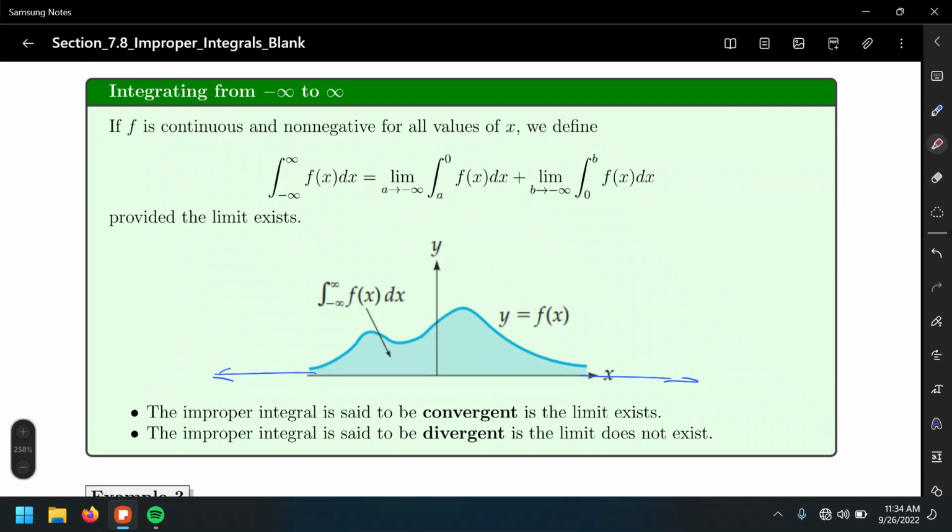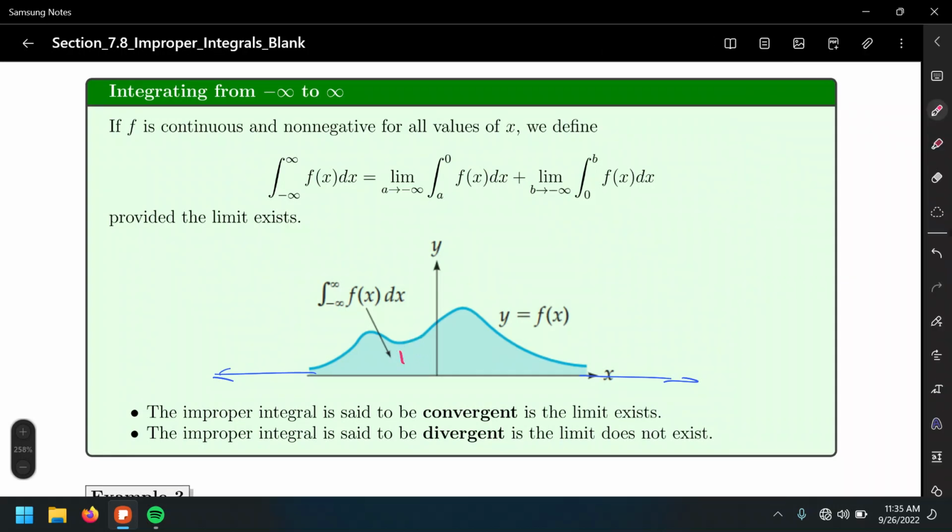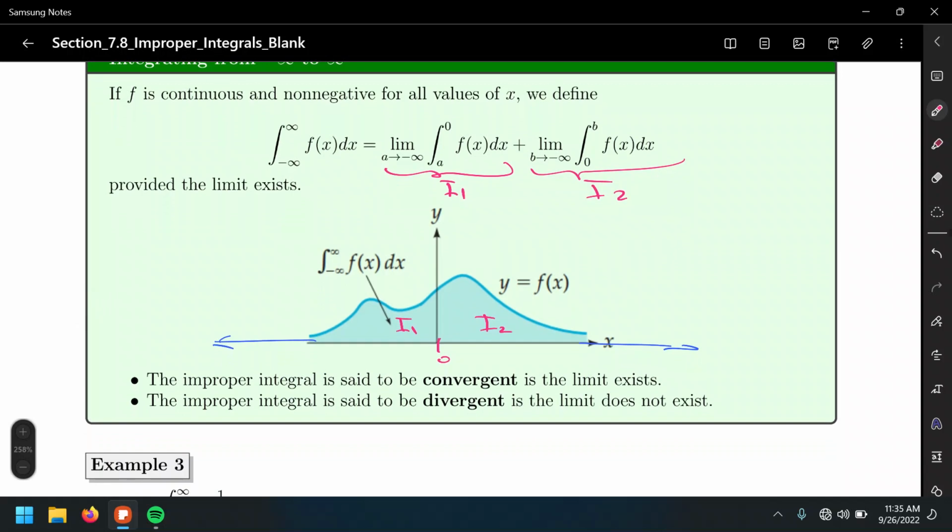The most common case is to split the integral, let's call this, for instance, I1, which is the integral from negative infinity to 0. And then let's call this I2, which is the integral from 0 all the way to positive infinity. Should that center value always be 0? Not necessarily. There are cases in which we may need to change that center value to a 4, a 5, depending on the case.